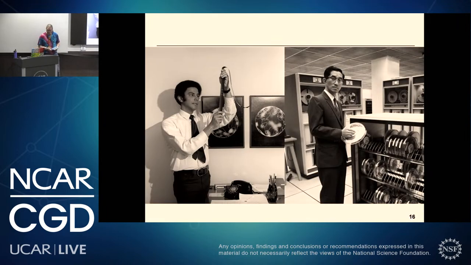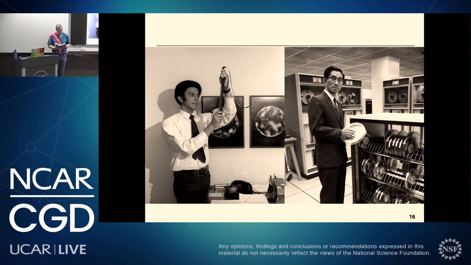And then I get to talk about these two guys. And I love the picture that I dug up here. So that's Warren Washington and Akira Kasahara. And I talk about their story of them being hired. They both had some familiarity with numerical modeling and global circulation models before they came to NCAR. And they sat down with Phil Thompson, who was their boss.